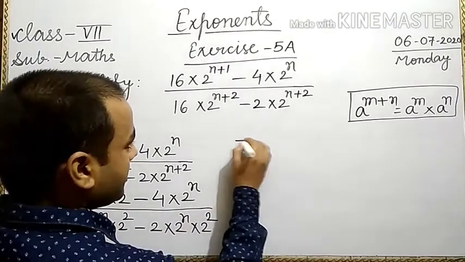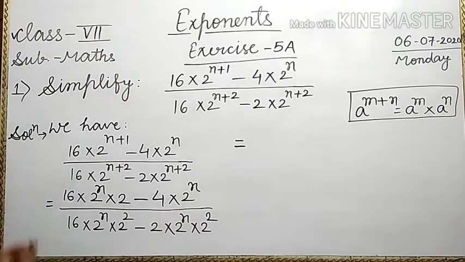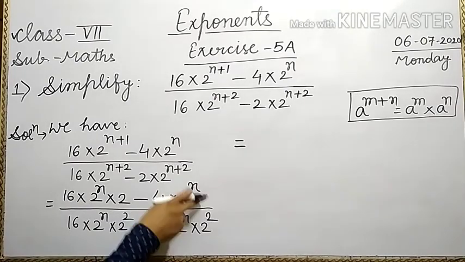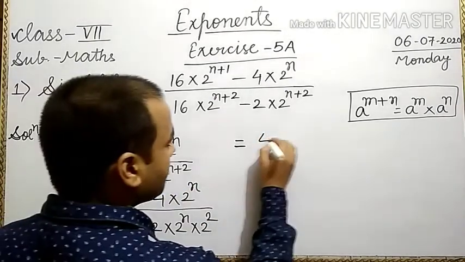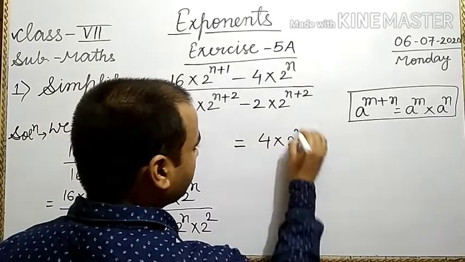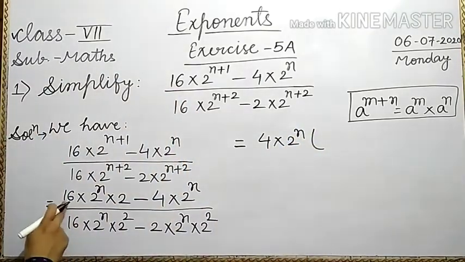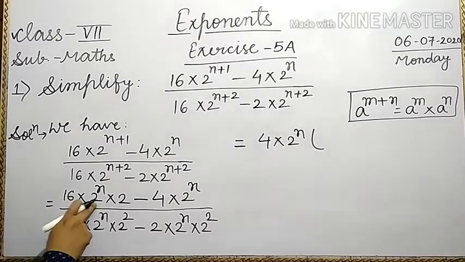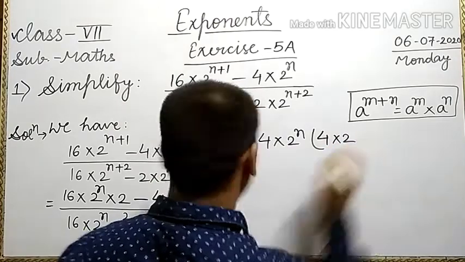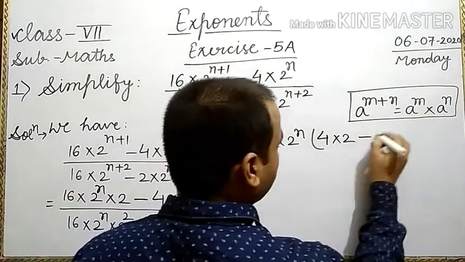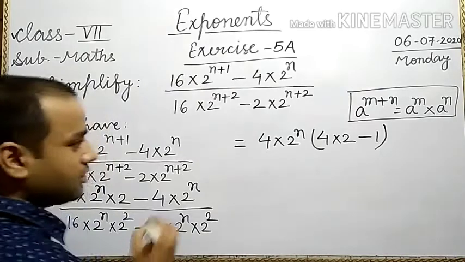Write the next step. Here take the common. Here common is 4 and 2 power of n. Here take the maximum common. So here the maximum common is 4 into 2 power of n. So we take 4 out of 16, and here the remaining is 4. 2 power of n is common, or only 2 is left, so here 4 into 2. Is it clear? Having taken the complete common, write here minus 1 upon.